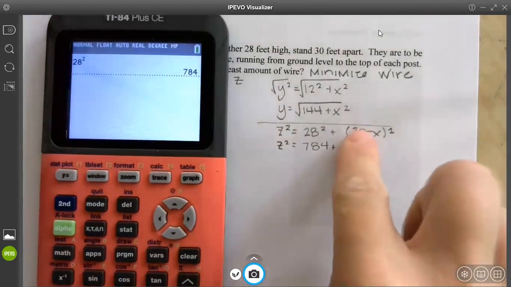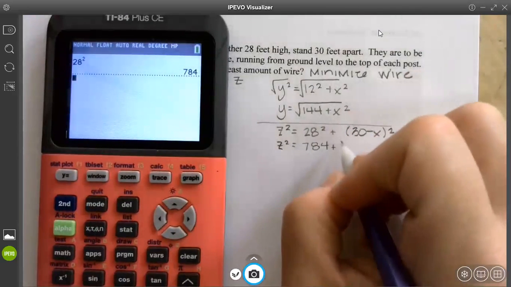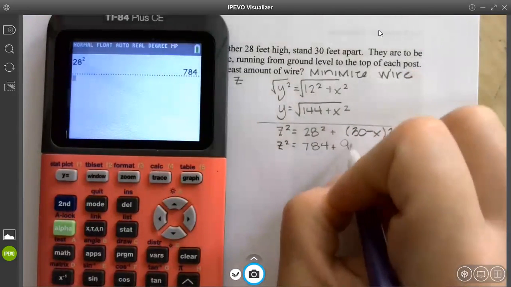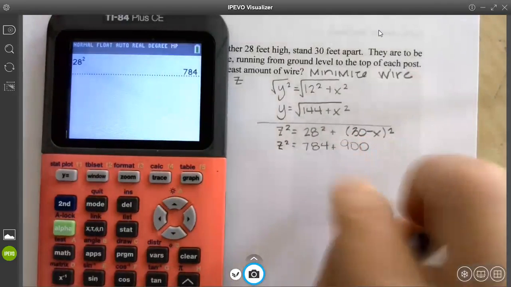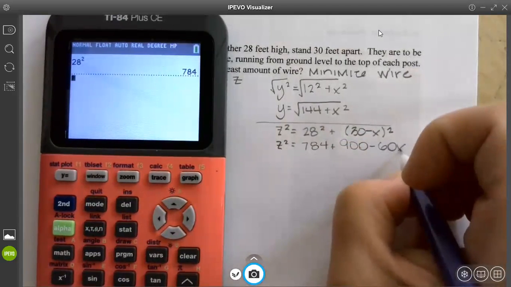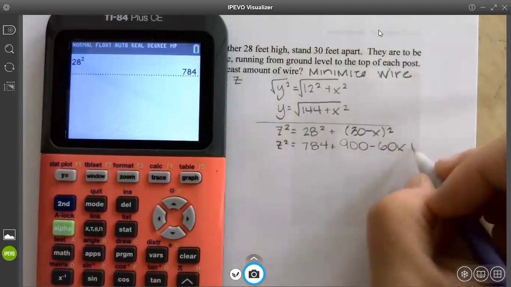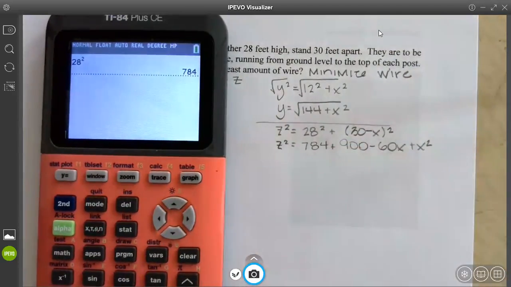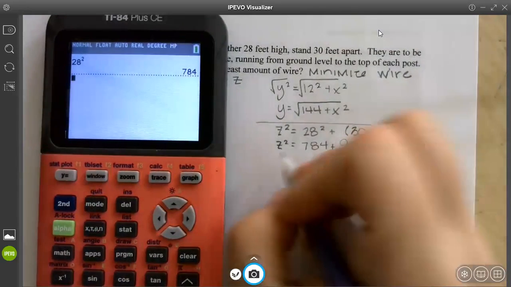Square this, so 30 times 30 is 900. You're going to multiply them by themselves. 30 times negative X, and then times 2 is negative 60X. And then negative X times negative X is a positive X squared. Then I'm going to clean it up.